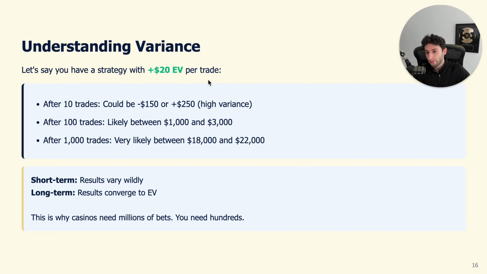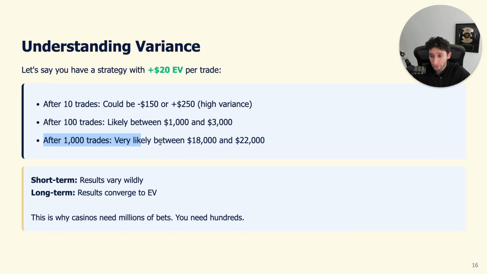Now, there's another thing called variance, which is really important to understand as well. So let's say that you have a strategy with a positive $20 EV per trade. Now, after 10 trades, again, you could be still down $150, up $300. It really doesn't show you anything. And that's a pretty big difference, either being down or up in a whole trade, right? Now, after 100 trades, that kind of difference tends to narrow, right? So you're likely to still see positive. After 100 trades, you're more than likely to see that positive EV come into play. But it may not be exactly that $2,000 with that $20 EV. It may be closer to 1,000, maybe closer to 3,000.